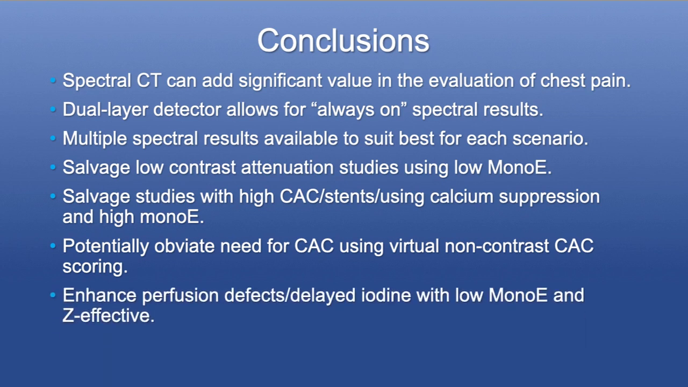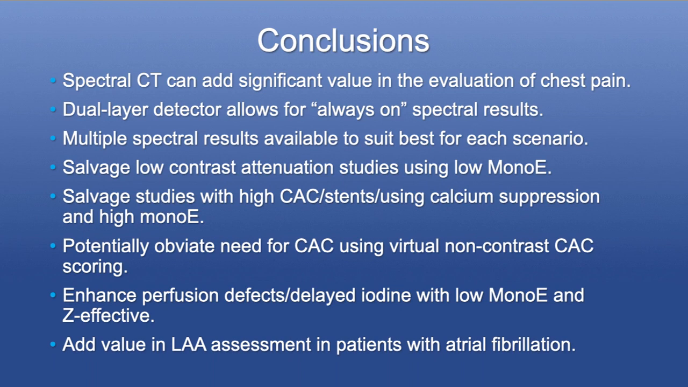We can also enhance perfusion defects in the delayed iodine imaging using the low mono-Es and the Z effective. We talked about the use for the appendage as well. We can add value in the left atrial appendage assessment in patients with atrial fibrillation. We can use the spectral dual energy results on the first scan to determine the concentration of iodine and compare it with the aorta or do it in isolation. We can also use it in the delay scan if the contrast was not perfect, or use these ratios in the delay scan.